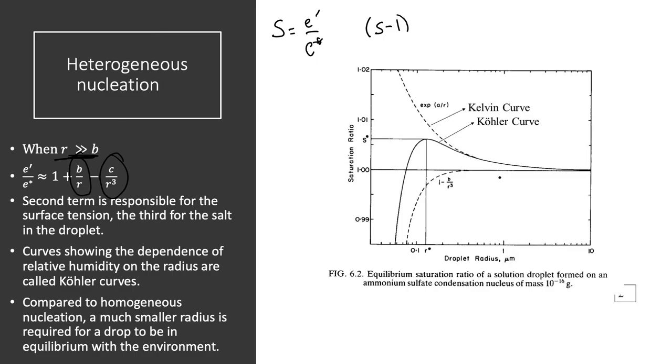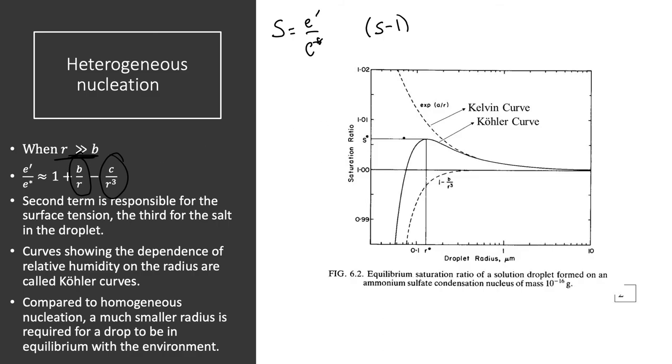tend to give you greater saturation ratio, okay, meaning that equilibrium, in this case, is reached at a much, much lower vapor pressure. Here it means that equilibrium is reached at a much, much higher saturation ratio or much, much higher vapor pressure that you need. Here you need a lot of supersaturation. Here you don't even need supersaturation, okay?